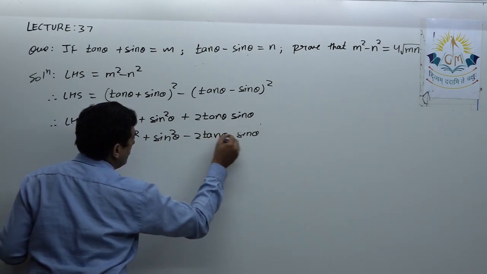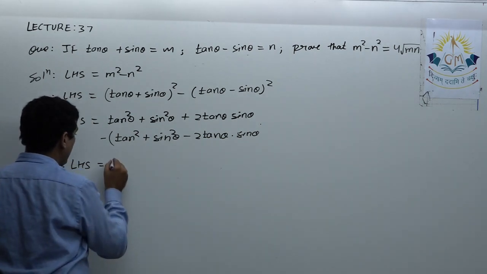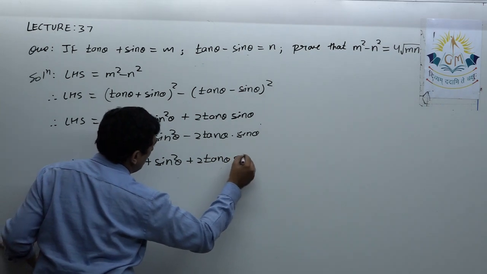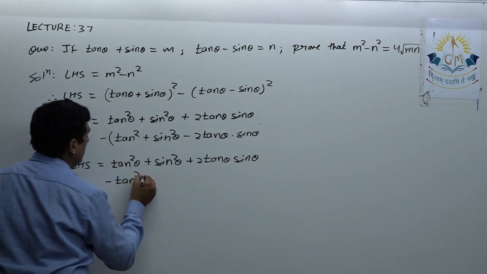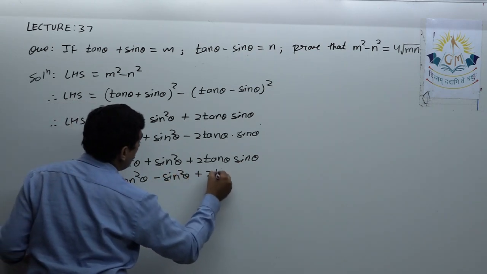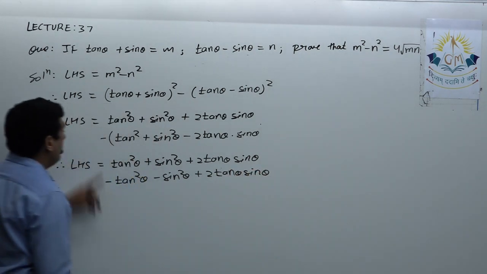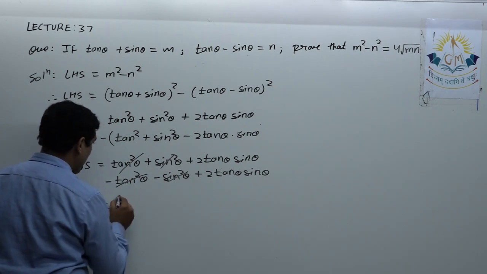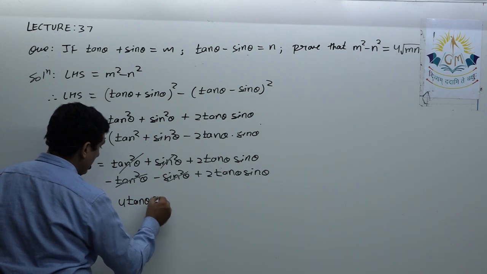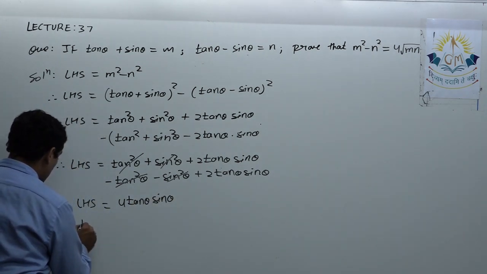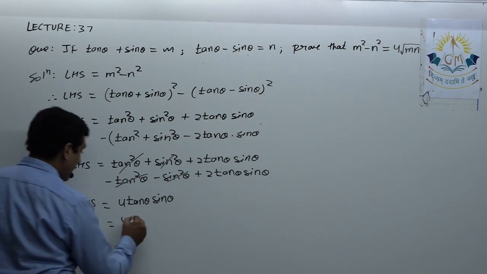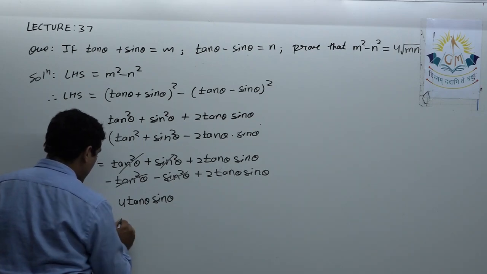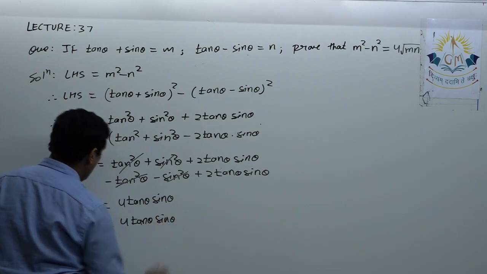So ultimately it will become tan square theta plus sin square theta plus 2 tan theta sin theta, minus tan square theta minus sin square theta plus 2 tan theta sin theta. The minus sign is there, I took plus by mistake. So the tan square and sin square terms will cancel out, and I will get 4 tan theta sin theta. That is the simplified form of the LHS.